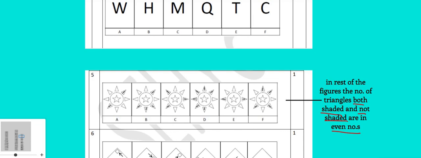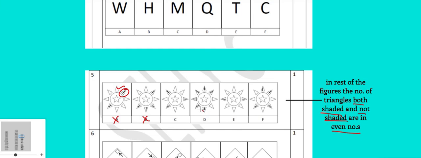The not shaded are the white ones and the shaded are the black ones. So the shaded and the not shaded, after counting them not all together but separately, are even in number. That is the common factor for all the figures except for the answer figure. Now let us find out which one. So for A, we have here 2 shaded and 6 unshaded. This makes it even. For B, here we have 1, 2, 3, 4. 1, 2, 3, 4. Shaded and non-shaded are same. So no, B is also not our correct answer.